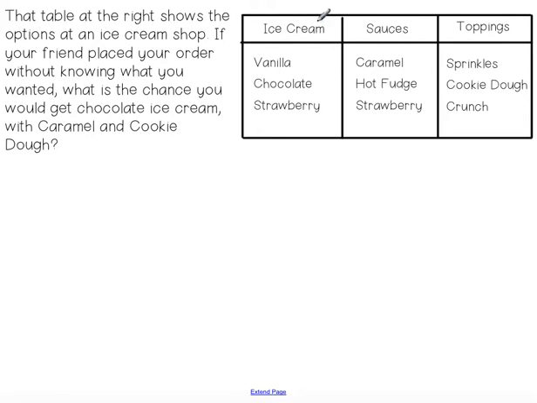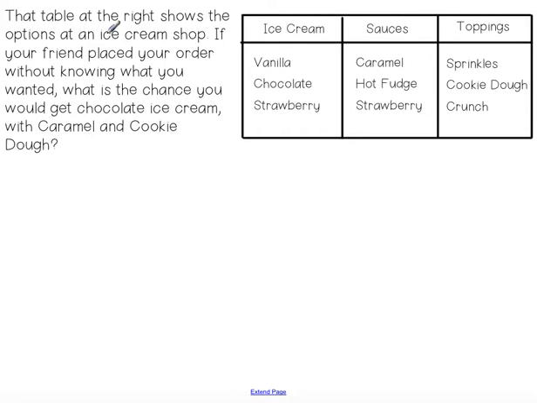All right, and our last example is the ice cream shop. So this table over here shows the options at an ice cream shop. And if your friend placed your order without knowing what you wanted, what is the chance that you would get chocolate ice cream with caramel sauce and cookie dough as your topping? So we're looking for chocolate, caramel, cookie dough. So you get one of each.